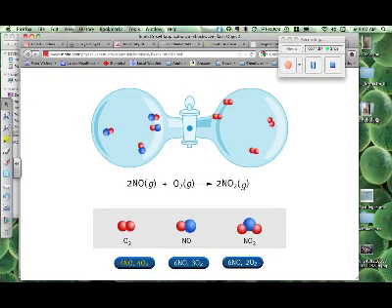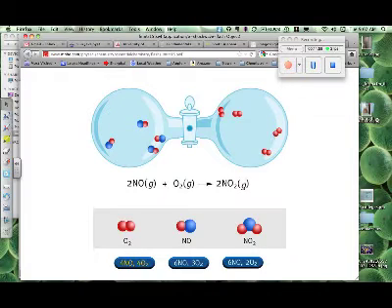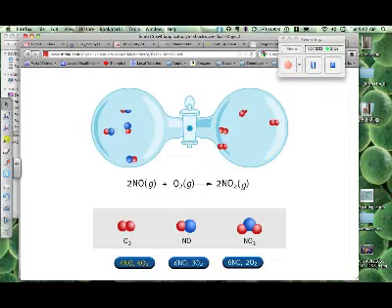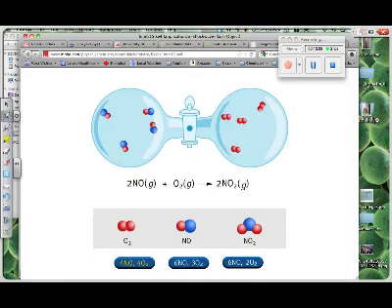Nitric oxide and oxygen gas are reacted in a 1-to-1 mole ratio. There are 4 molecules of NO in the left bulb and 4 molecules of O2 in the right bulb. The valve separating the bulbs is opened, allowing the gases to mix.